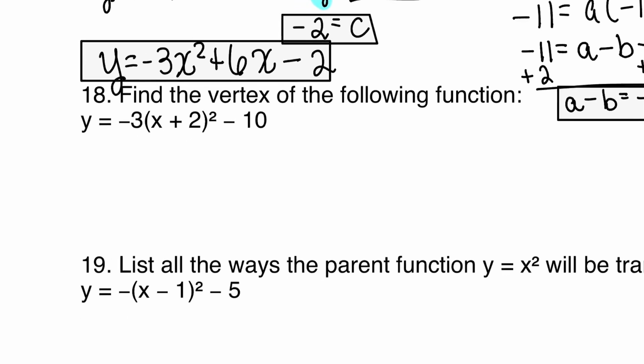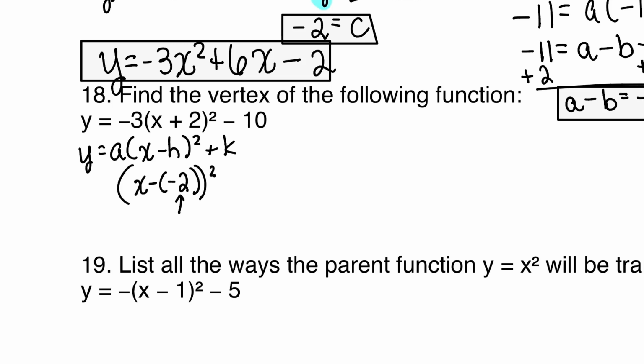Okay, number 18, find the vertex of the following function. This is already in the format of a times x minus h squared plus k. So I'll say that again and write it down. So y equals a times x minus h squared plus k. Because we have a positive 2 here, what that means is that a negative 2 was plugged into the function. So our x value of our vertex is going to be negative 2, and then our y value of our vertex is just going to be 10. So the vertex is negative 2, negative 10.